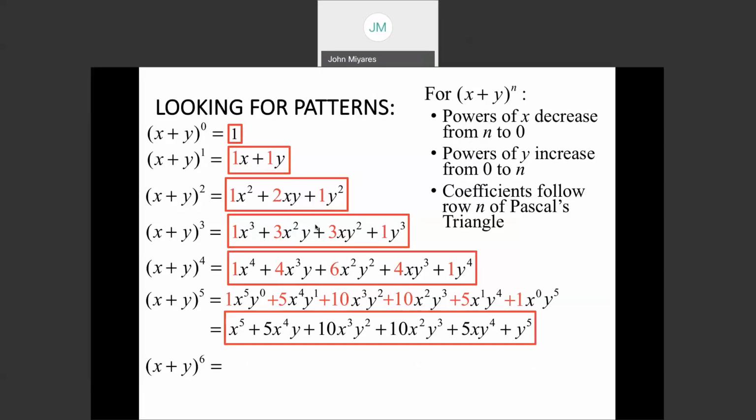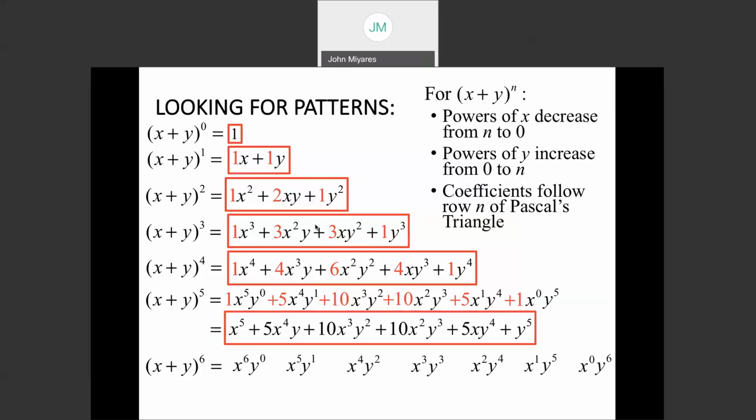All right, we're going to do the same thing. The powers of x are going to start high and work their way down. So we'll start with x to the 6th, then go down to x to the 5th, x to the 4th, x to the 3rd, x to the 2nd, x to the 1st, and x to the 0. The powers of y are going to start low and work their way up higher. So that will be y to the 0, y to the 1st, y to the 2nd, y to the 3rd, y to the 4th, y to the 5th, and y to the 6th.